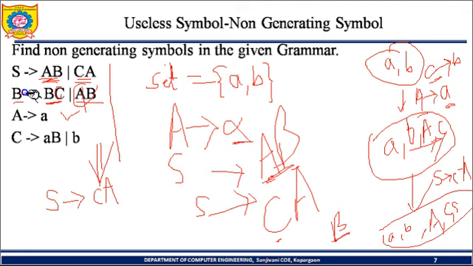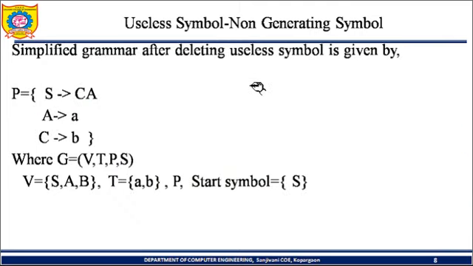We have to delete all the productions which start with B. Next, A tends to small a, which we need to add into the set of generating symbols or simplified grammar, and C tends to only small b. We have to delete AB because it consists of capital B. Now this is the grammar which is free from non-generating symbols. So here you can see the simplified grammar after deleting useless symbols is this one that we already did.